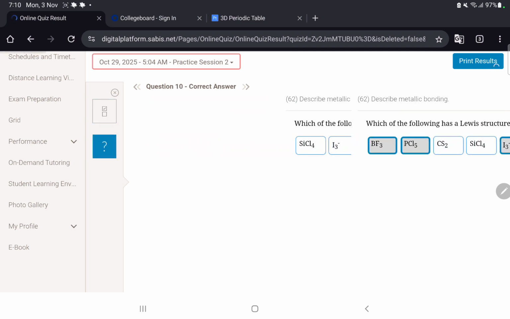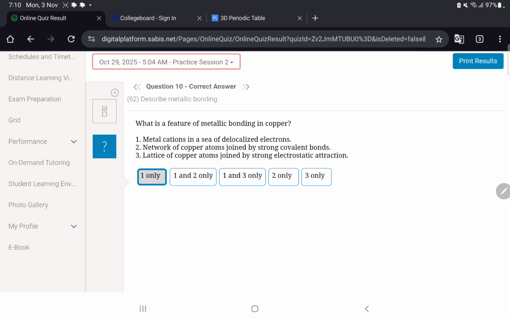Number 10. What is the feature of metallic bonding? It is the metal cations in a sea of delocalized electrons. It is not a network of copper atoms joined by strong covalent bonds. It's metallic bonds. And the lattice of copper atoms.